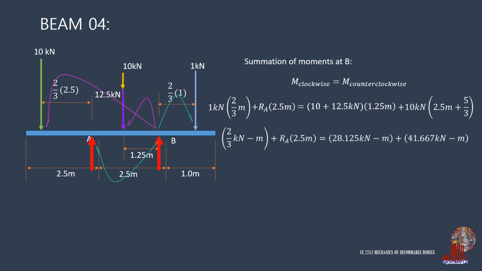Simplify the whole equation to have 2/3 kilonewton meter plus R sub A times 2.5 meters. This is equal to 28.125 plus 41.667 kilonewton meters. Manipulate the equation isolating the reaction and get 2.5 R sub A as equal to 69.792 minus 2/3 kilonewton meter. Then divide everything by 2.5 meters to get the reaction at A as 27.65 kilonewtons.